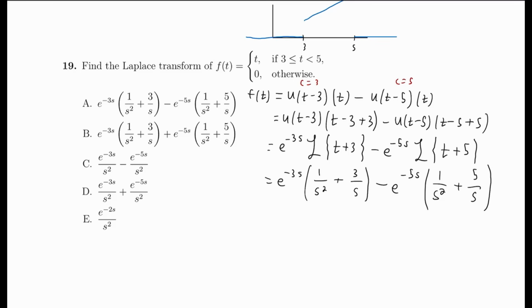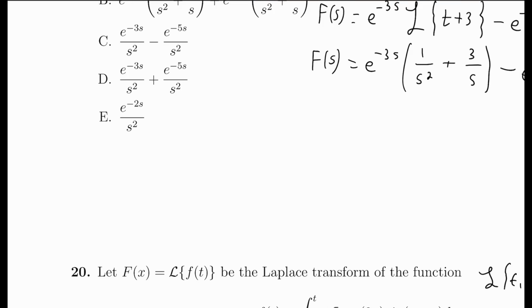We can go ahead and check this. I guess I should write that this is still little f of t. Here we've now taken the transform, so that becomes big F of s. Now we can compare this against our answer choices. It's going to be either A or B, just looking at the form. The only difference is this sign, and the negative is correct. So answer choice A.